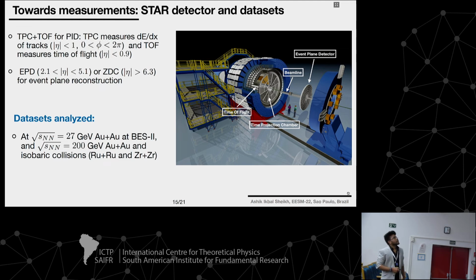Now moving towards the measurements, before going to the experimental measurements, I would show you the STAR detector setup here. So this is the STAR detector setup. The main central barrel detectors are the time projection chamber and time of flight detectors. This TPC, time projection chamber, and TOF, time of flight detector, are used for the particle identification. TPC measures the energy loss of tracks within the selected rapidity region, in the mid-rapidity region, and TOF measures the time of flight of the particles. We also use the event plane detector and ZDC, the zero-degree calorimeter detector, which is situated in the forward rapidity region, to measure the reaction plane. The data sets analyzed for these measurements are gold-gold collisions at beam energy scan 2 at 27 GeV, then gold-gold collisions at 200 GeV, and also the isobaric collisions of ruthenium and zirconium.